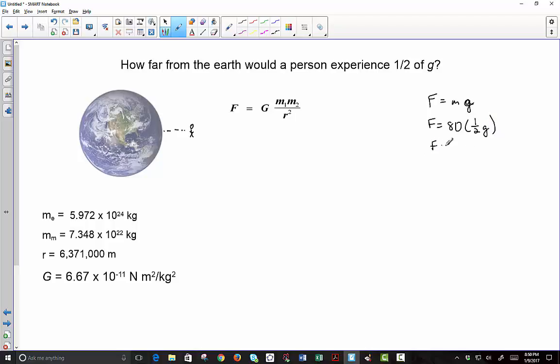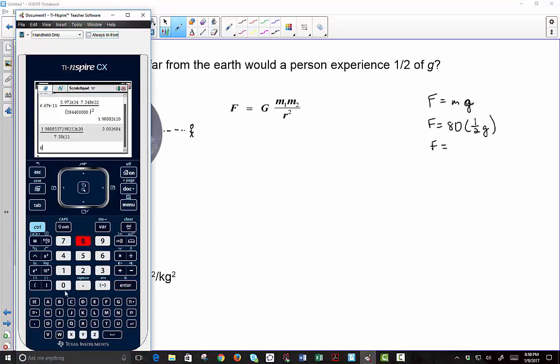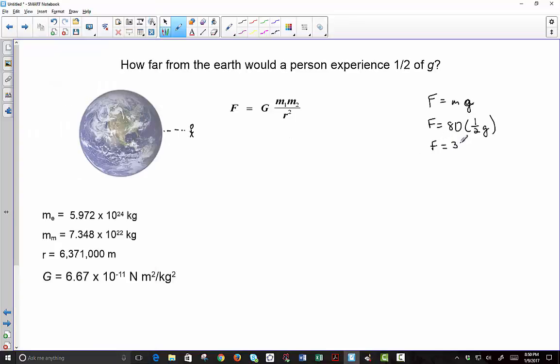So I want my force to be, that's 80 times, sorry, I'll just do it here so you can see. So I'll take my mass times 0.5 times 9.8. So I want the force to be 392. So when am I going to experience half of the acceleration due to gravity? Well, that will be when the force is 392 newtons.